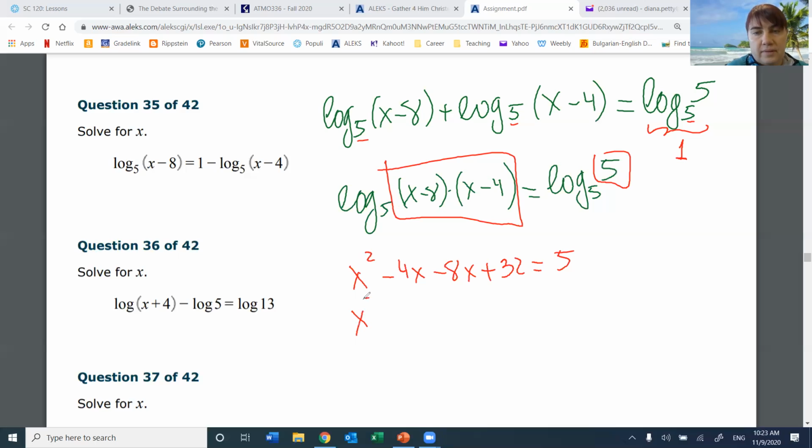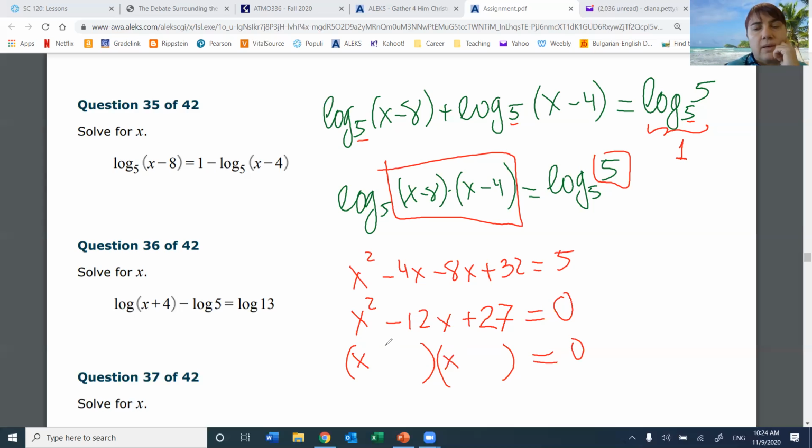Minus the 5, x squared minus 12x plus 27. I believe it's 27, since 32 minus 5. And it's good because 3 times 9 is 27 and 3 plus 9 is 12. So we can actually factor this. It's going to be (x minus 9)(x minus 3), right?